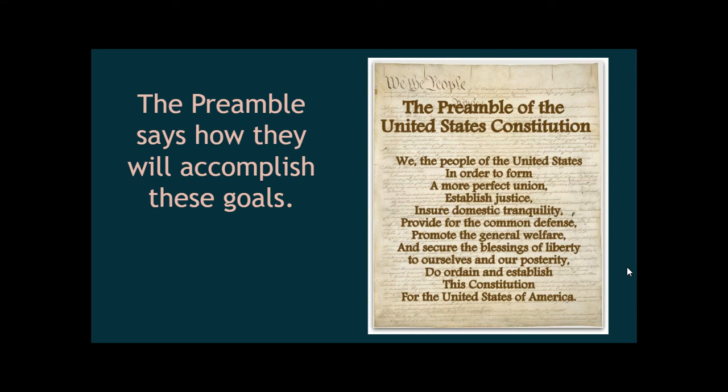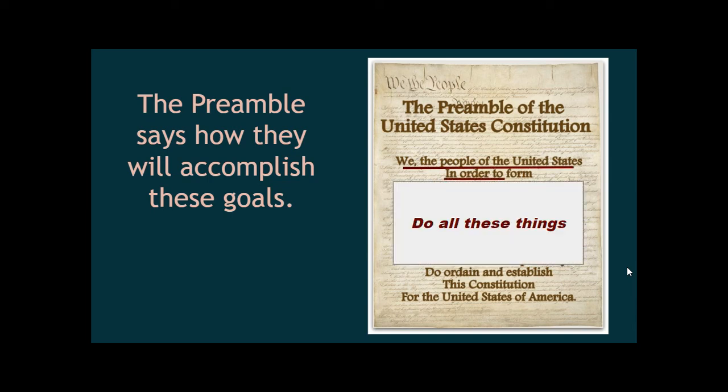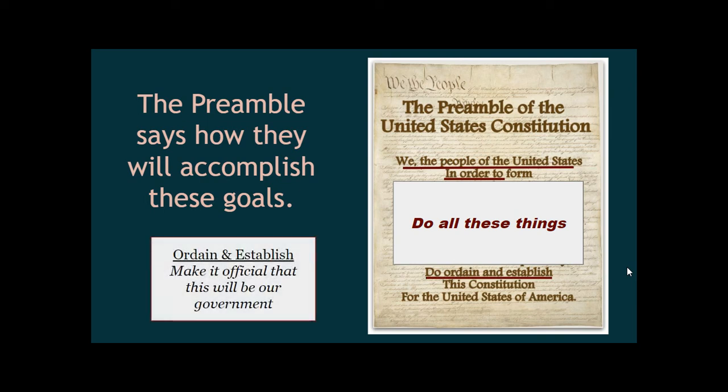The preamble also says how we will accomplish those goals. So we, the people of the United States, in order to do all of these things, do ordain and establish. Ordain and establish means like make it official that this will be our government. So we, the people of the United States, in order to do all of these things, do ordain and establish this Constitution for the United States of America.